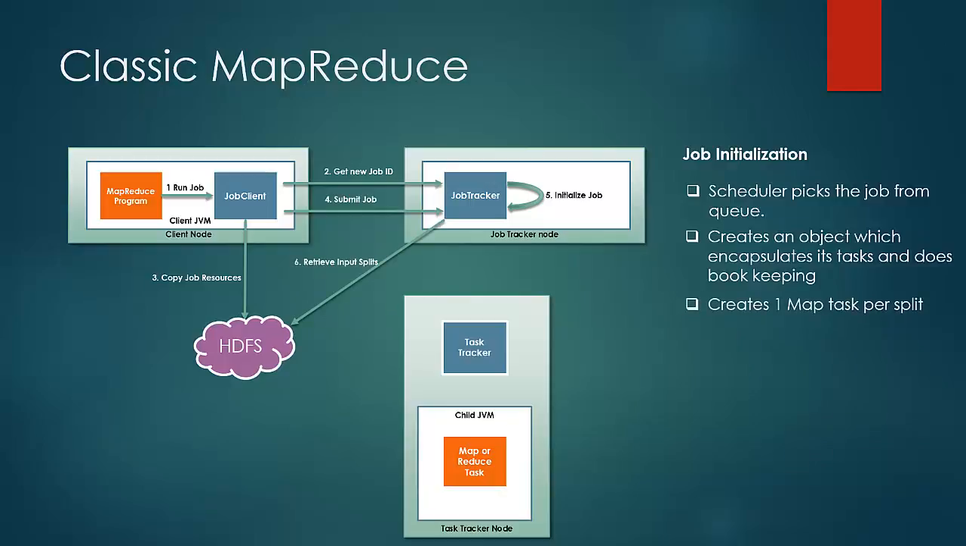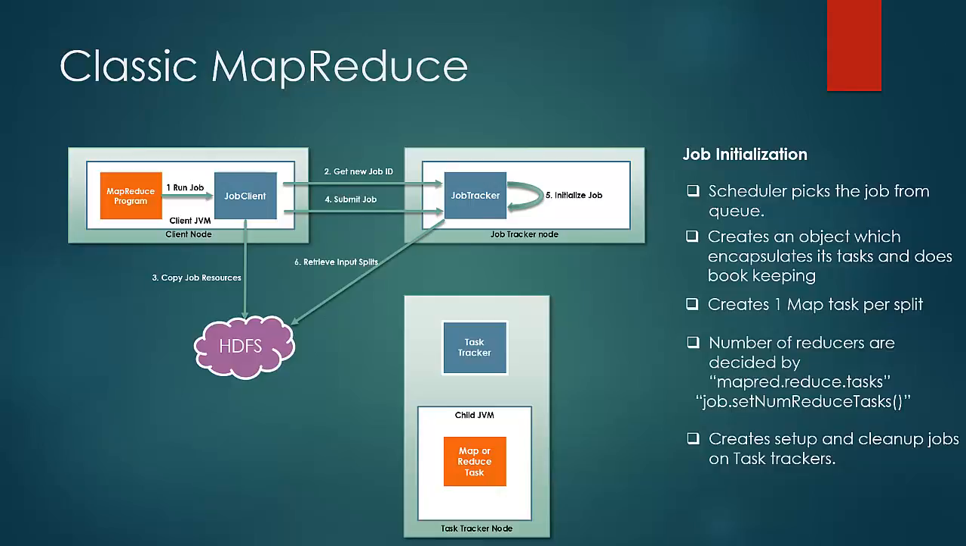The number of reducers is decided by the property mapred.reduce.tasks or can be set up by the job.setNumReduceTasks function in the driver program. It has a default value of 1, but it is advised that it is customized to a higher value depending upon the size of the cluster to draw advantage of parallelism in the reduce phase as well. Job tracker also creates setup and cleanup tasks on task tracker that need to be run before and after the MapReduce tasks run on the task tracker node.